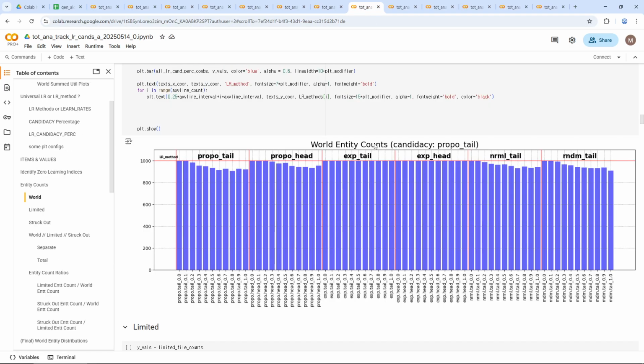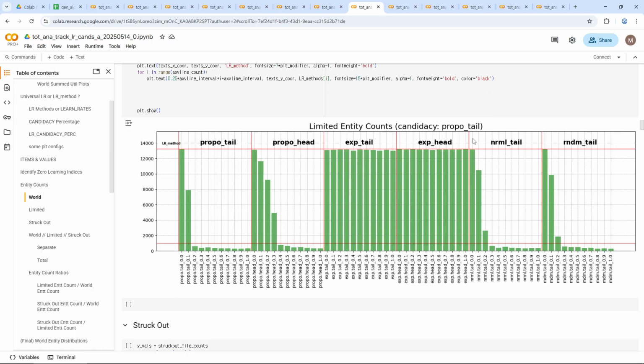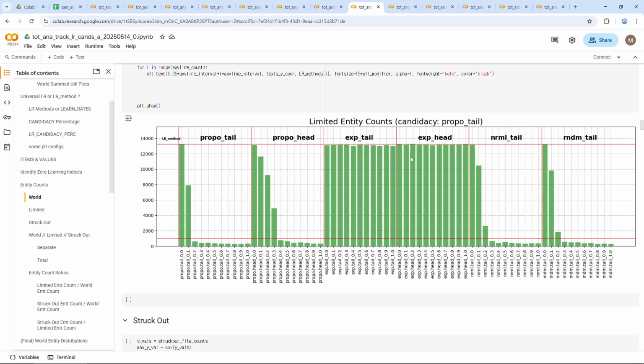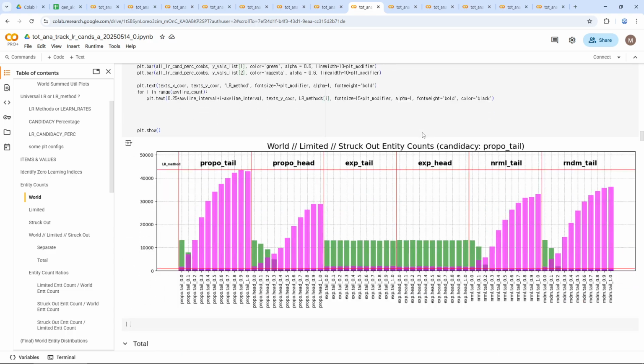So back to the first one, proportional tail, and then proportional tail as well. See, everything is limited, and not much gets struck out. Yeah, for the same reason that I just talked about for the last 20 minutes. And everything on top of one another.